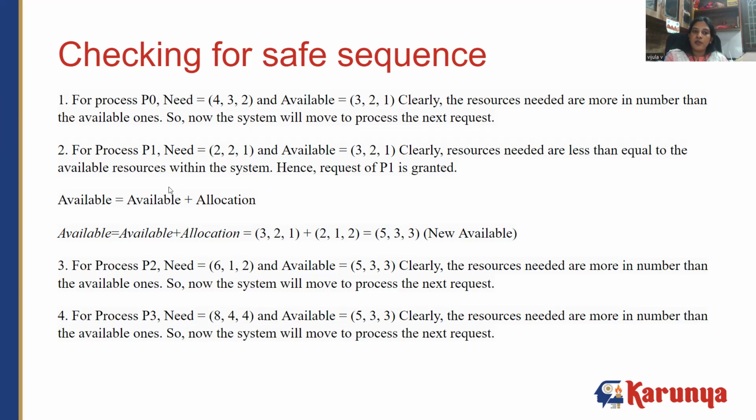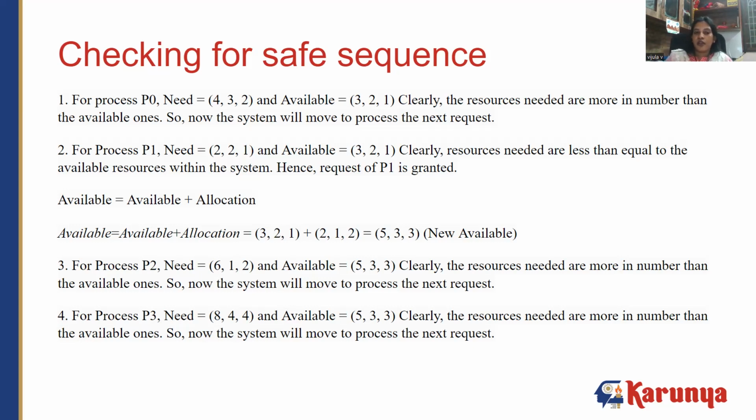So for process P1, the need is 2, 2, 1, and the available is 3, 2, 1. Clearly, here the resources needed are less than or equal to the available resources within the system. Hence, the request of P1 will be granted. Process P0 had a need that was more and its availability was less, so it was kept on hold. Then moving on to P1, the need was less compared to process P0, so the request of P1 is granted.